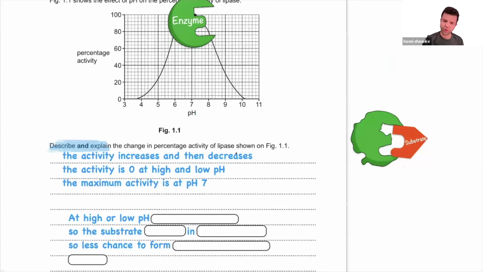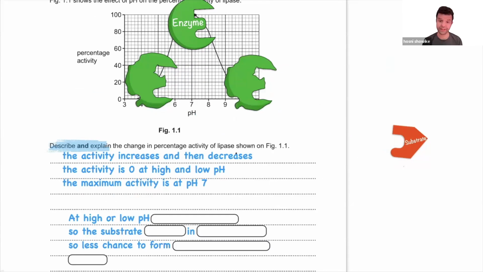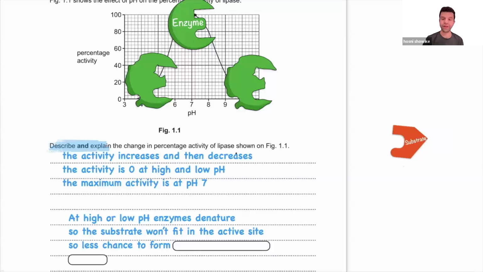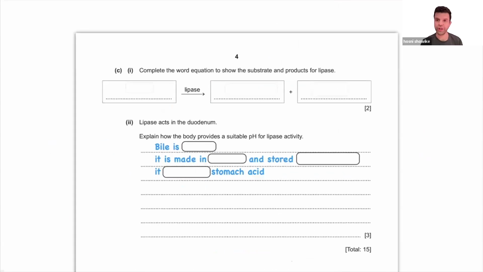So again, during the optimum pH, the enzyme would look something like this. Here or here, it would be completely denatured. So I say enzymes denature, the substrate won't fit into the active site. So you wouldn't be able to form that enzyme substrate complex. Okay. We're going to continue that question, or the first question here.